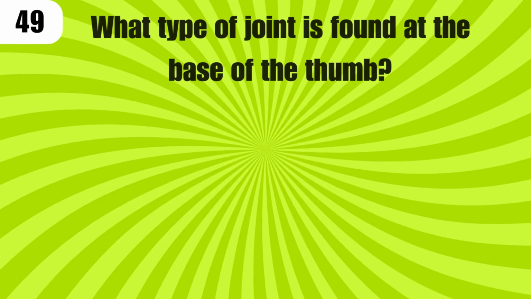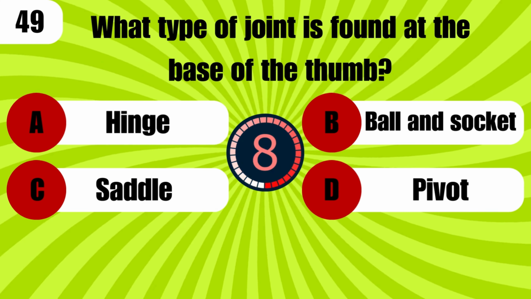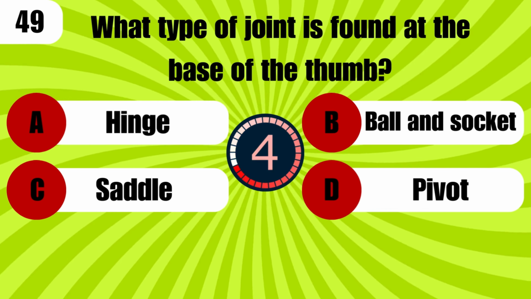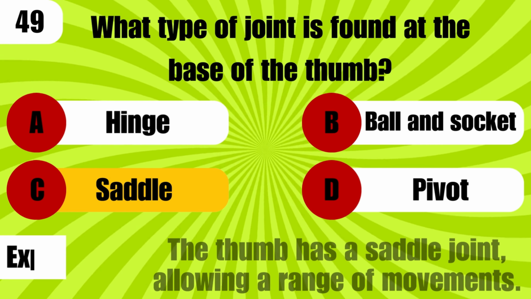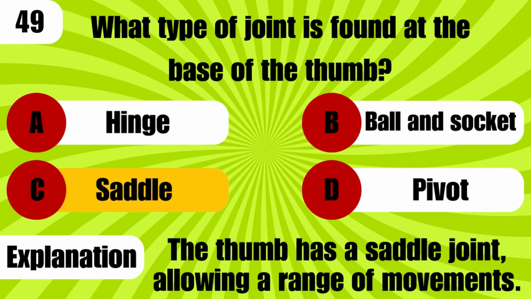What type of joint is found at the base of the human thumb? Option A, hinge. Option B, ball and socket. Option C, saddle. Option D, pivot. The right answer is saddle. The thumb has a saddle joint allowing a range of movements.